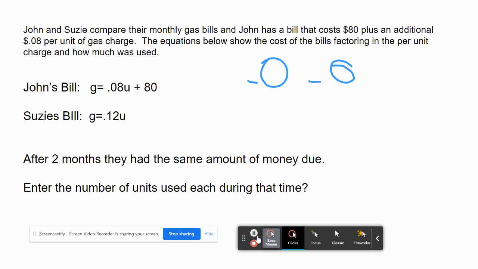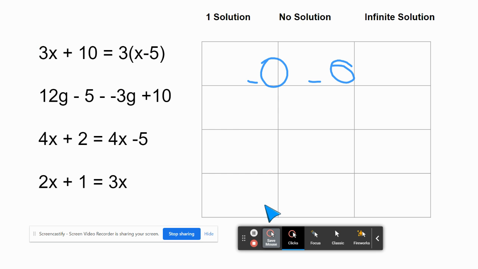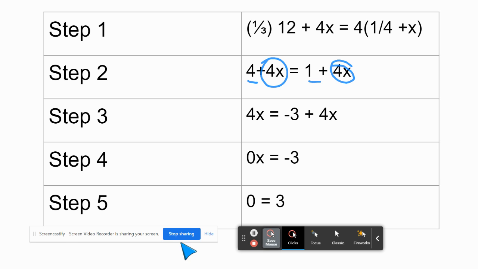This idea, understanding the one solution, no solutions, infinite solutions. All right, guys, best of luck. I know that was fast, but just a little quick warm up for you guys before the benchmark. Good luck.